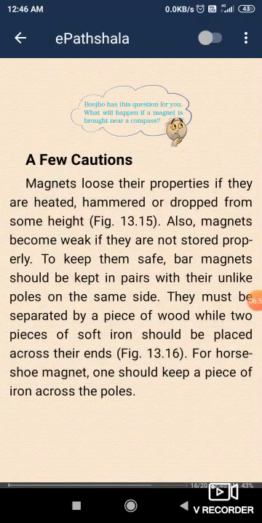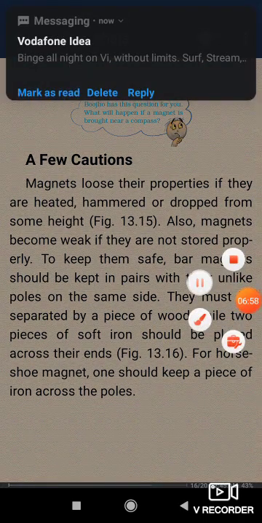Got it, children? So, children, these are a few questions about magnets. With this we have completed our chapter.